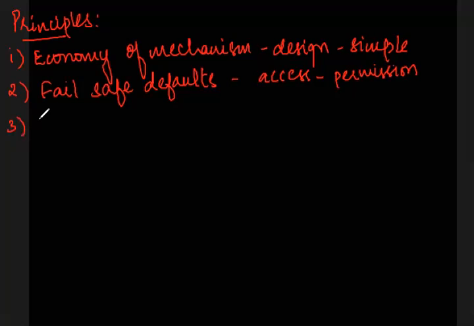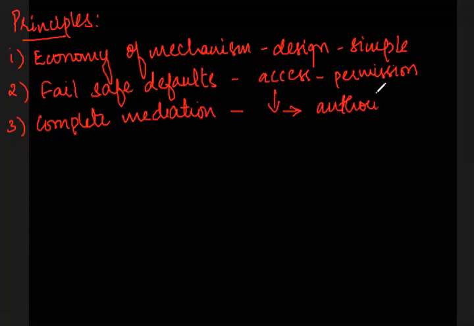Then the third one is complete mediation. Now within complete mediation, this focuses on every access to every object. Now who is accessing this specific object? This needs to be checked by the authority. The access that is given to a specific object should be checked by authority, whether an authorized user or an unauthorized user is accessing this.